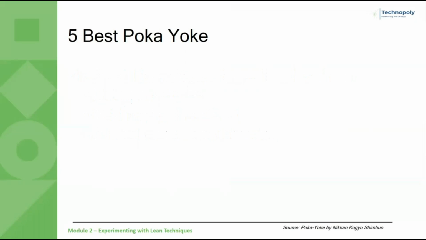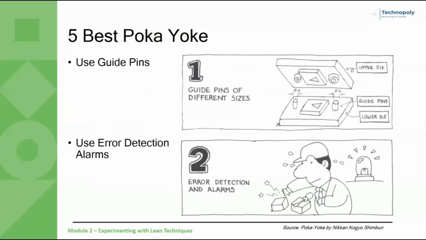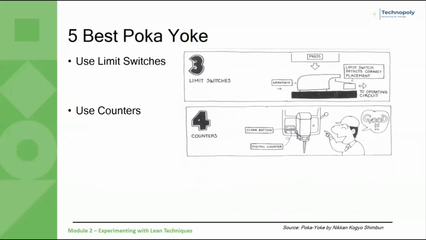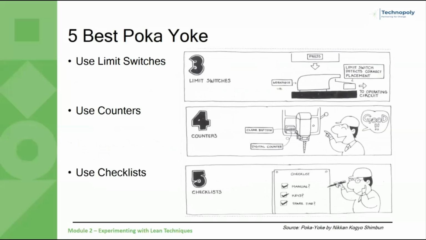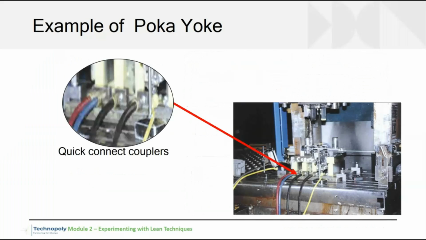Here are the 5 best poka-yoke. First is use guide pins. Second, use error detection alarms. Third, use limit switches. Fourth, use counters. And lastly, use checklists. With these guidelines, the mentioned sources of defects and kinds of errors can be eliminated. For example, the diagram shows quick connect couplers and color-coded hoses. This will reduce setup time and reduce the possibility of operator error during setup.